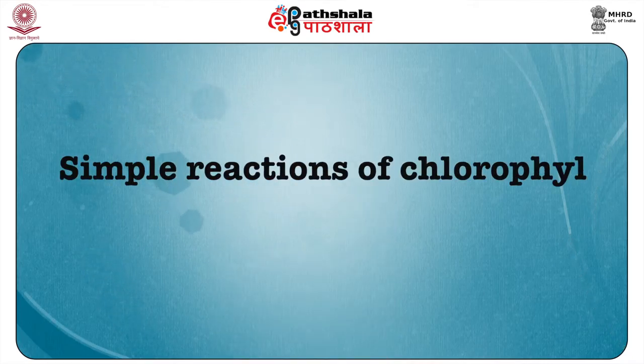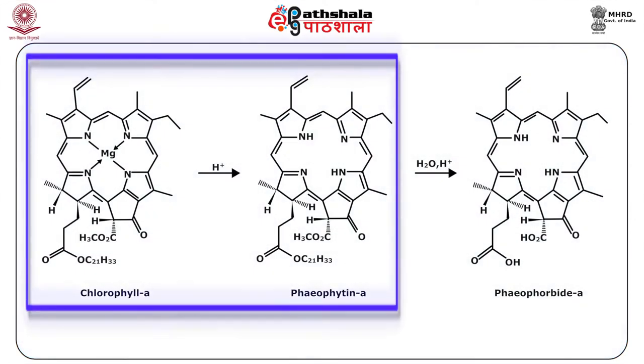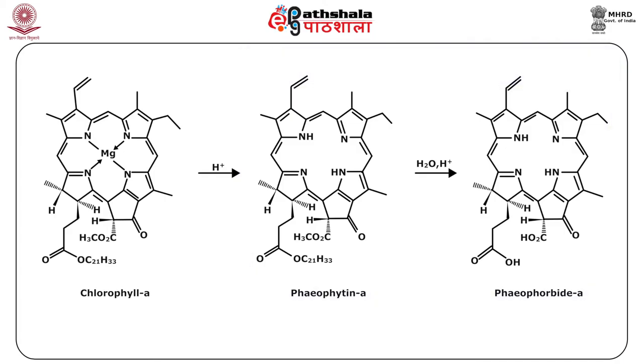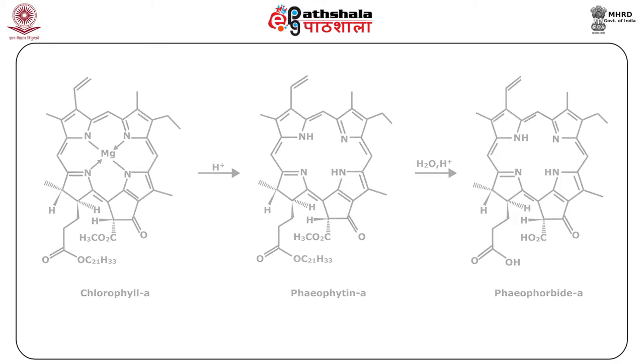Simple reactions of chlorophylls. Treatment of chlorophyll A with acid removes the magnesium ion, replacing it with 2 hydrogen atoms, giving an olive brown solid, chlorophyllin A. Hydrolysis of this, that is reverse of esterification, splits off phytol and gives pheophorbide B. Similar compounds are obtained if chlorophyll B is used. As shown in this reaction, this is the overall reaction scheme for the hydrolysis of chlorophyll A, when water gets combined with it.